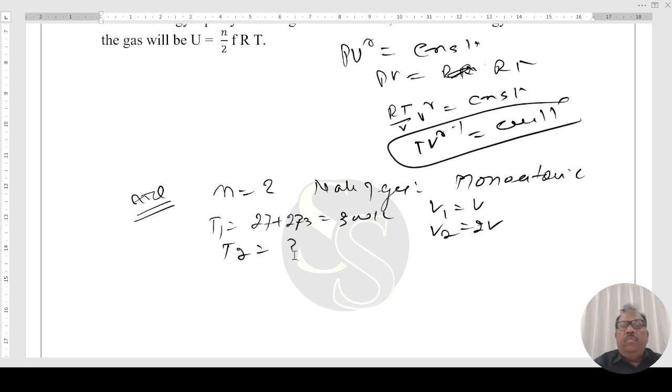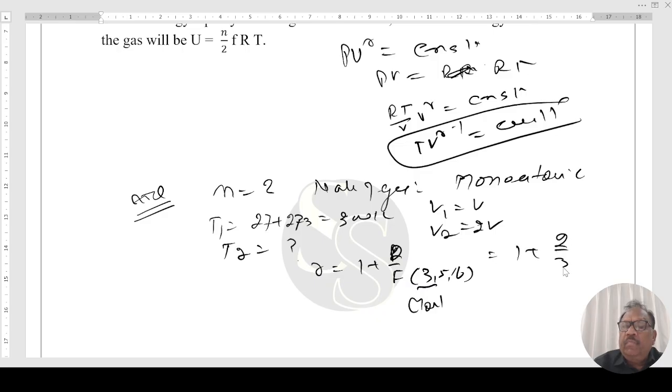Now we should know the gamma. Gamma equals 1 plus 2 by F, where F is 3, 5, 6: 3 for a monoatomic gas, 5 for diatomic, 6 for triatomic. That comes from 1 plus 2 by 3, that is 5 by 3. Gamma is 5 by 3.